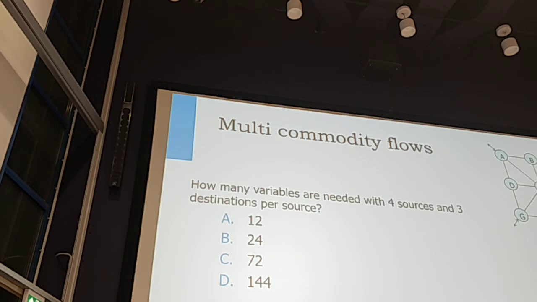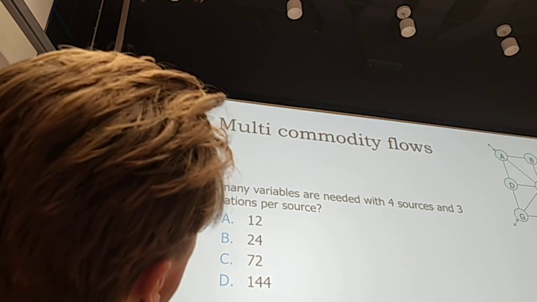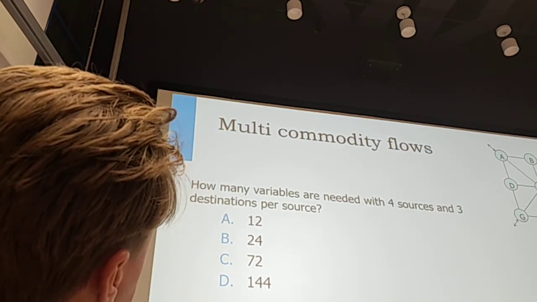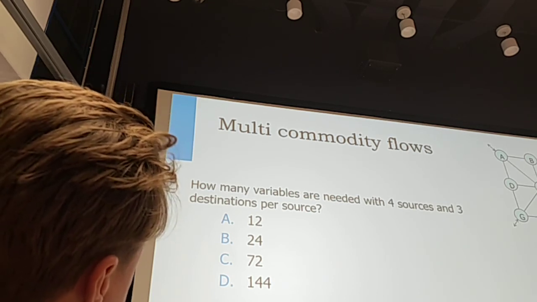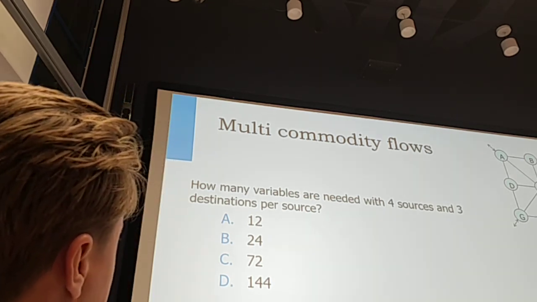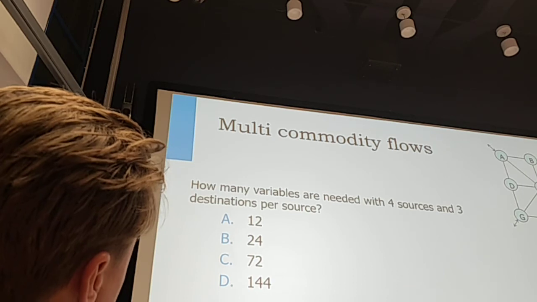So, well, how many variables would we need if we have 4 sources and 3 destinations per source? So if we have this network and we're not using an augmented path, we have a fully open network, then how many variables would we need to analyze a situation like this? Running out of time, so I'll just start the timer.